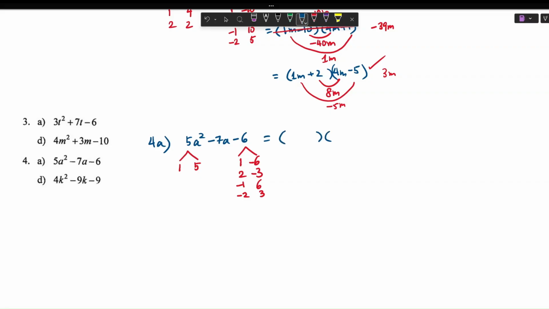Now let's start guessing and checking. So we're going to get 1a times 5a. And let's try 1 and negative 6. So let's check the middle term. You get 5a and negative 30a. But nope, negative 6a. Together that makes negative a. That's not the same as negative 7a, so we're going to try something different.